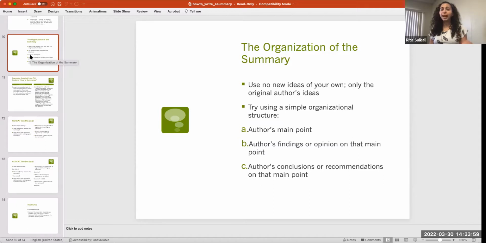Cool? Yeah. So if you're writing a summary, this is how you should organize it. The author's main point, their supporting detail almost, or the author's finding or opinion on that main point. And lastly, the author's conclusion or recommendation on that main point. So everything revolves around the main point. If you are reading summaries and trying to figure out which one is the correct one based on the text you just read, again, look at the author's main point, the findings or opinion on that main point, and the author's conclusion and recommendation. Same process.